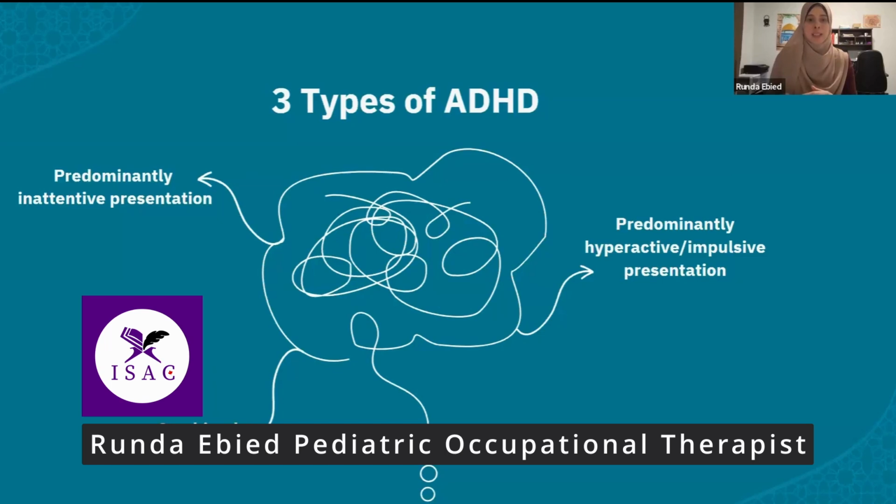Then there's the predominantly hyperactive-impulsive presentation, which is most commonly the one that's caught, right? Because it's so obvious. The child that's running around, getting out of their seat, bumping into people, can't sit still. It looks like their motor is always on. I'm sure we can all think of children we know who present that way, or maybe we were like that as kids. So that's one type.